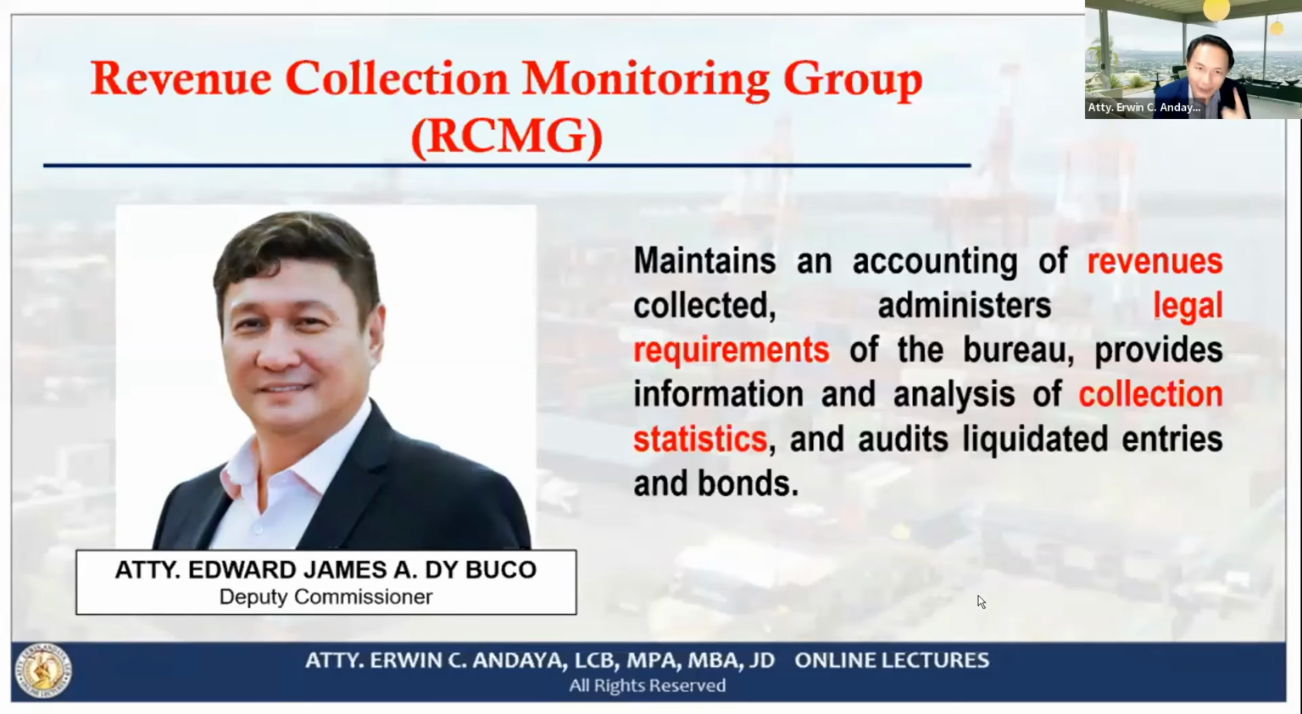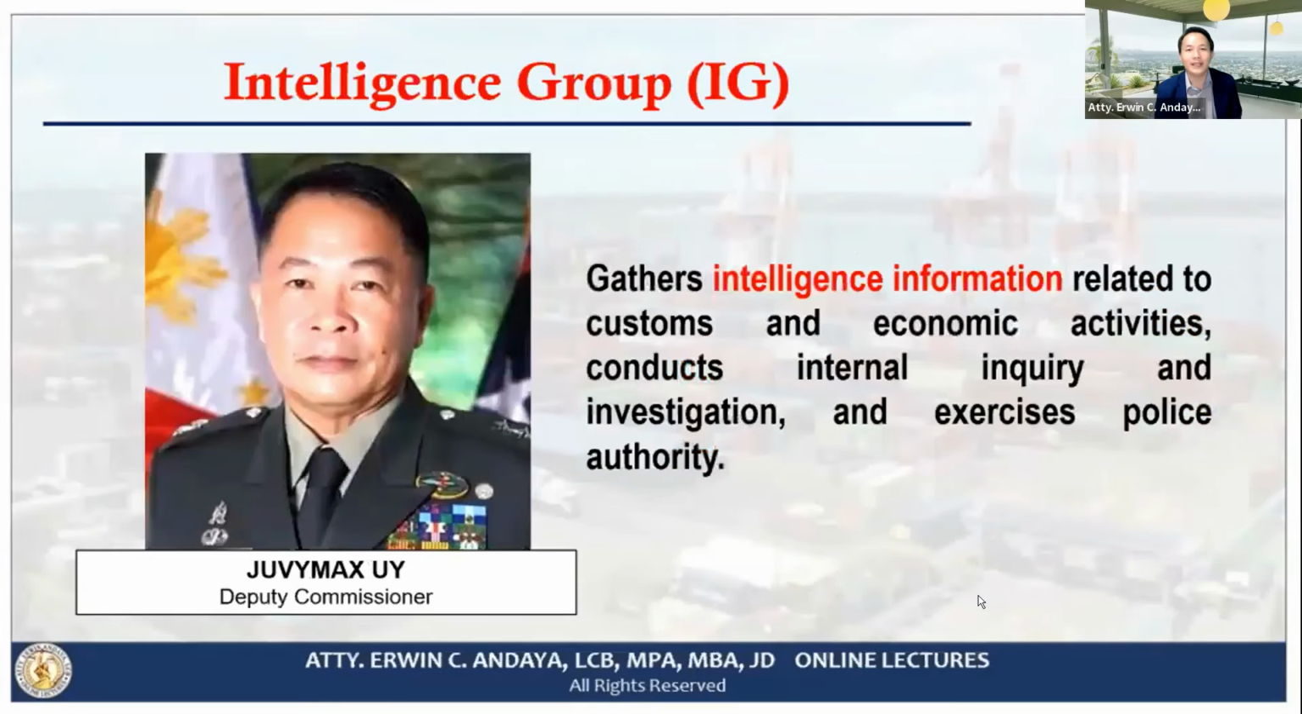So ilang Deputy Commissioners na nga tayo? Yung una, Internal Administration Group. Pangalawa, AOCG, Assessment and Operations Coordinating Group. Pangatlo, RCMG, Revenue Collection Monitoring Group. The fourth Deputy Commissioner is Deputy Commissioner Juvie Max Uy, heading the Intelligence Group. If I'm not mistaken, si DepCom Uy po ay dati na nasa, I think Philippine Navy. Okay, Philippine Navy. So dati siyang nasa Philippine Navy. And the role of the Intelligence Group is to gather intelligence information related to customs and economic activities.